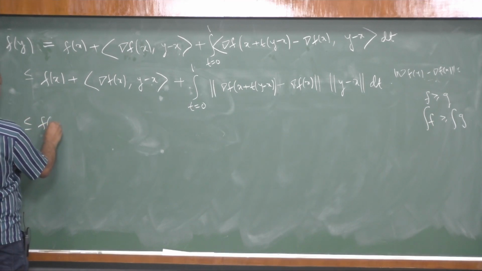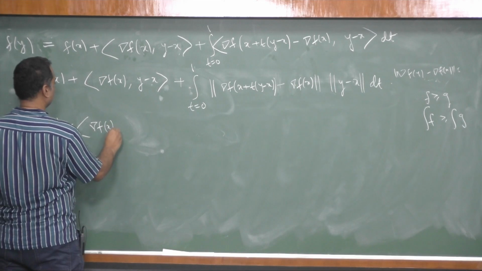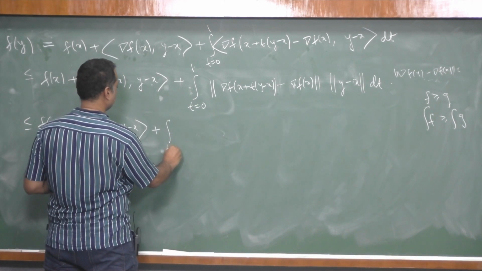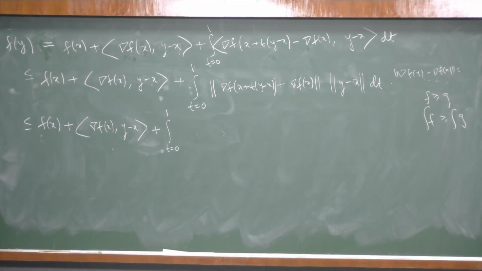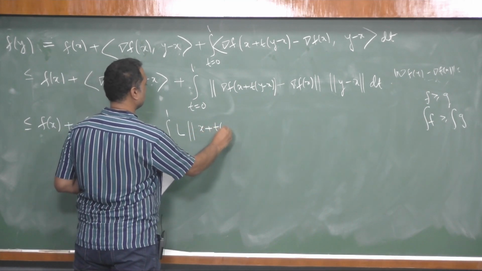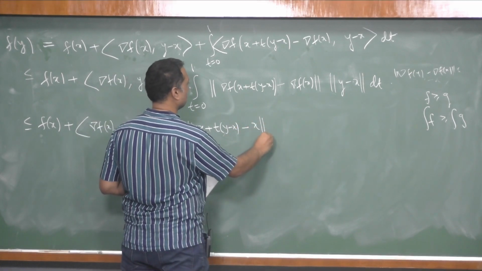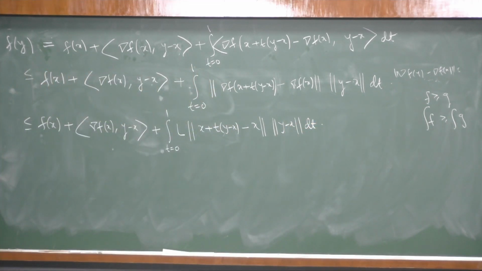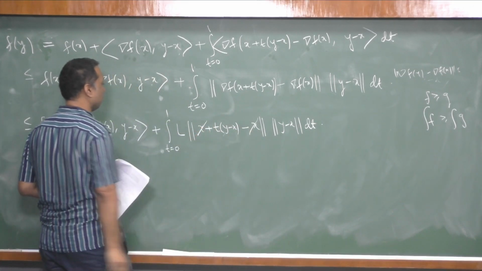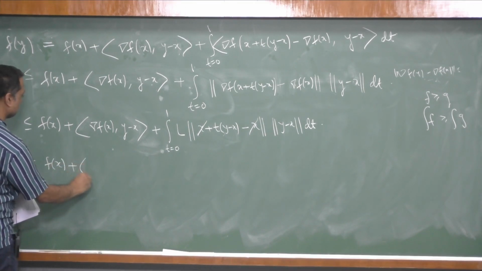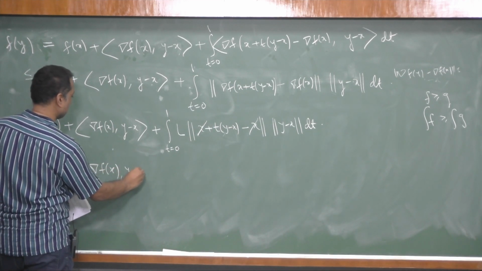So this will be less than or equal to f(x) plus grad f(x), y minus x, plus the integral from t equals 0 to 1, and this will be L times the norm of the difference of the arguments, so L times the norm of the difference t(y minus x) minus x, times the norm of y minus x dt. The x gets cancelled, and we are left with t times the norm of y minus x times the norm of y minus x, so we have a square of that. So this is equal to f(x) plus grad f(x), y minus x.